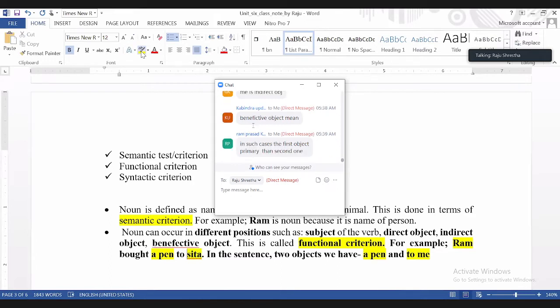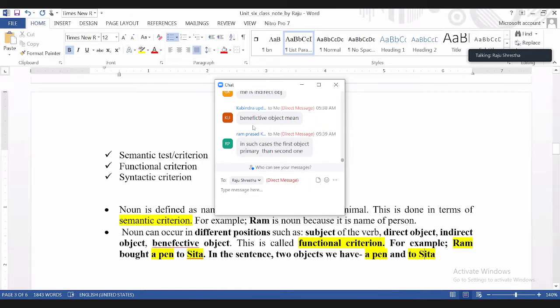This is a noun. A pen is in object position, this is the direct object. To Sita is in object position, but this is the benefactive object. So in this way we see different positions. This is from the functional perspective.